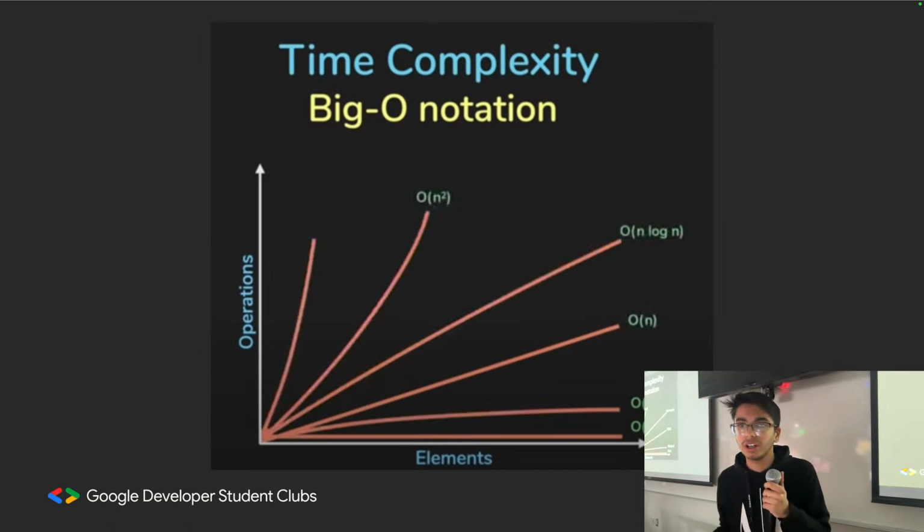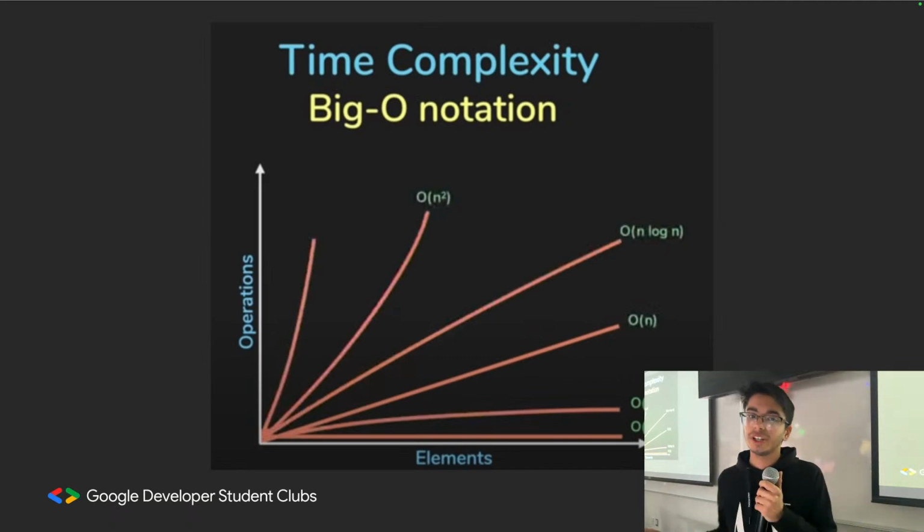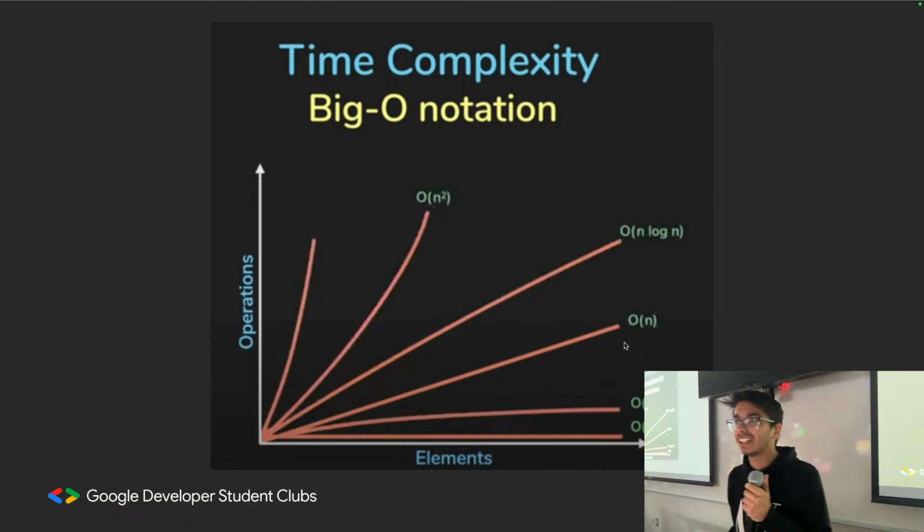If you graph it all out, this is what it looks like. You see that the number of operations does not grow as much with O(log n), versus O(n), which grows linearly. Any questions so far about big O? I know most of you knew it, but this was for some people.